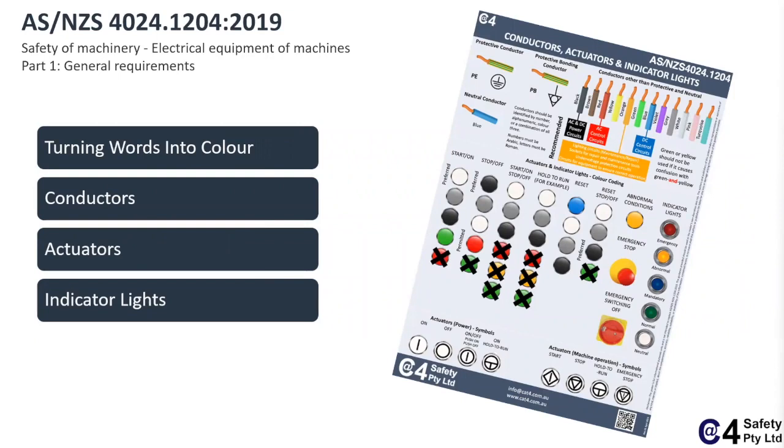We've taken the wiring colours, the push button colours, and the indicator light colours that are written in lots of words in 1204, which is IEC 60204-1, and turned that into a wall chart showing you the different colours that are recommended for the different facilities, different uses, etc.